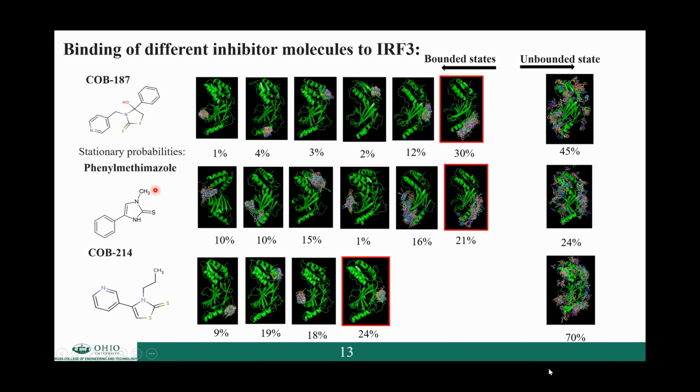For phenylmetimazole, there is an experimental result that showed that phenylmetimazole is an inhibitor of the IRF3 protein, and we also observed 21% binding to this location. But still, this part requires more experimental validation to confirm the order of binding of these ligand molecules.